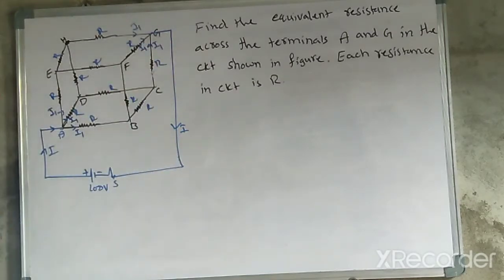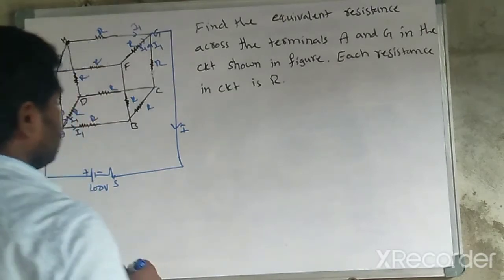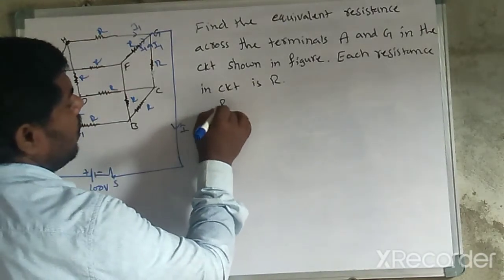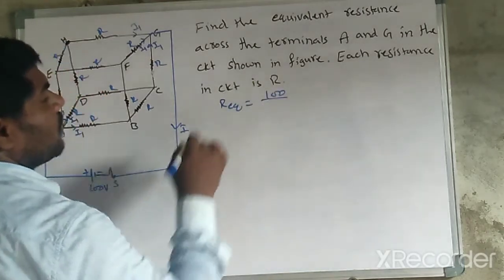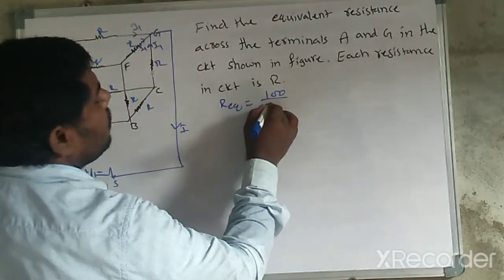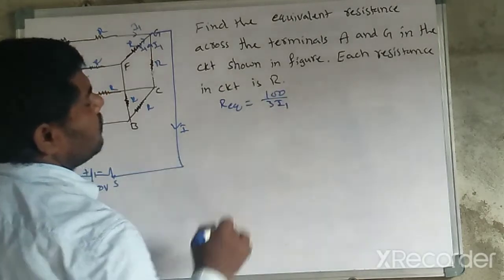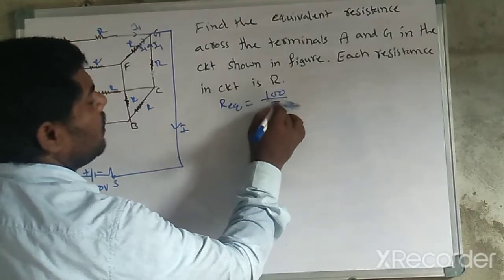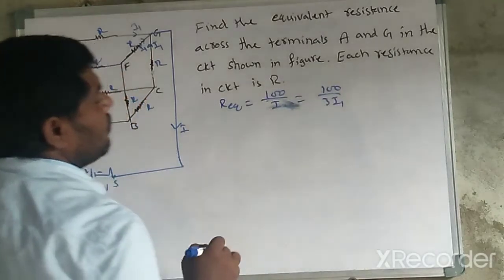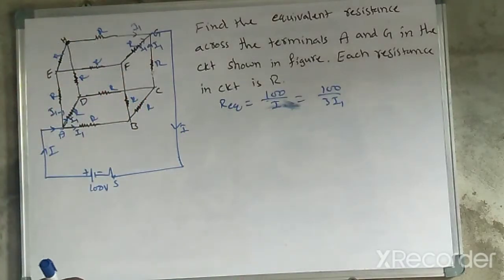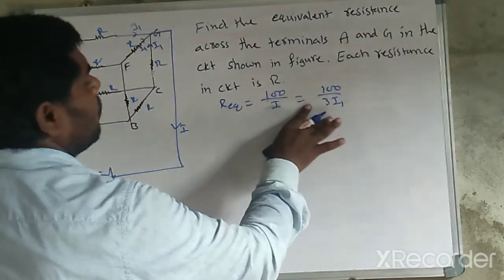According to R equivalent, R equivalent is equal to the 100 potential difference across the terminals divided by the total current. The total current I is the sum of the three I1. So you may find the I1 value, and that's how to find the I1 value. So we are going to discuss it.